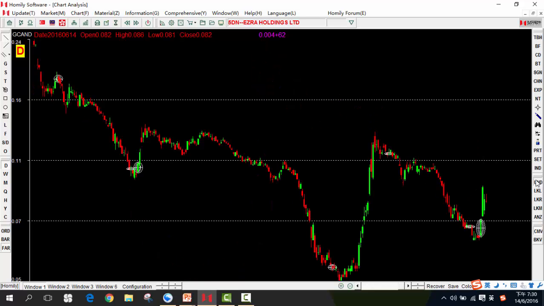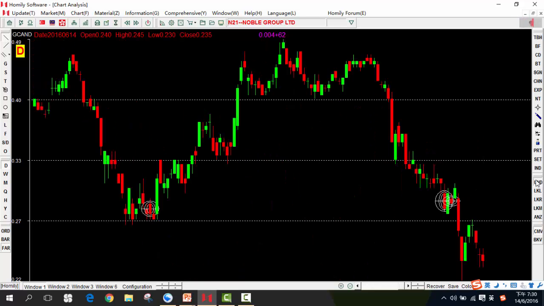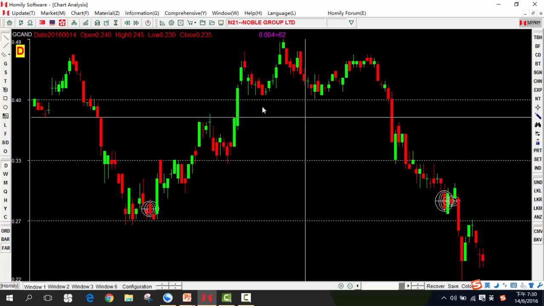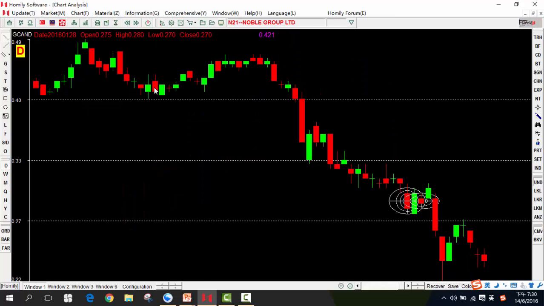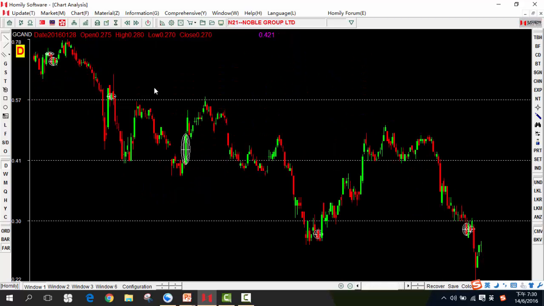This is like the V pattern. So we see this one. Can this one go up or not, can we get in or not? This stock is called Noble. Okay, then we can see this one.